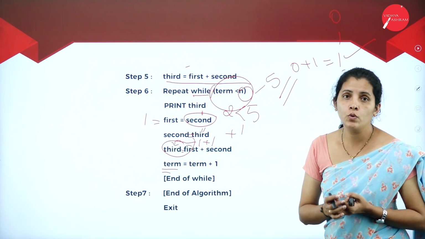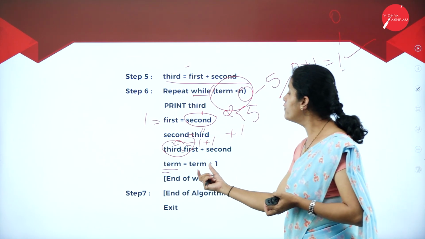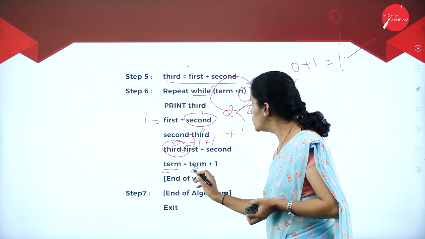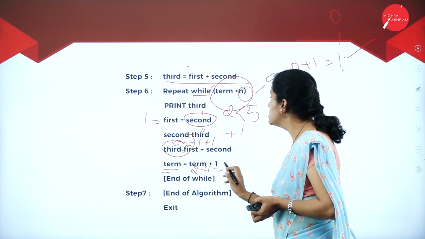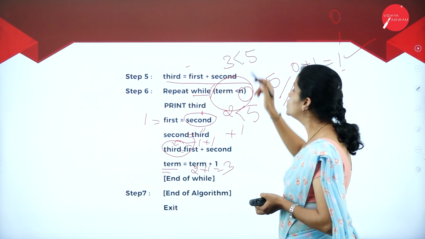Now, what I will do? I'm going to increment term by 1. So, what is the value of term here? That is 2. 2 plus 1, it is 3. 3 less than 5, it is true.